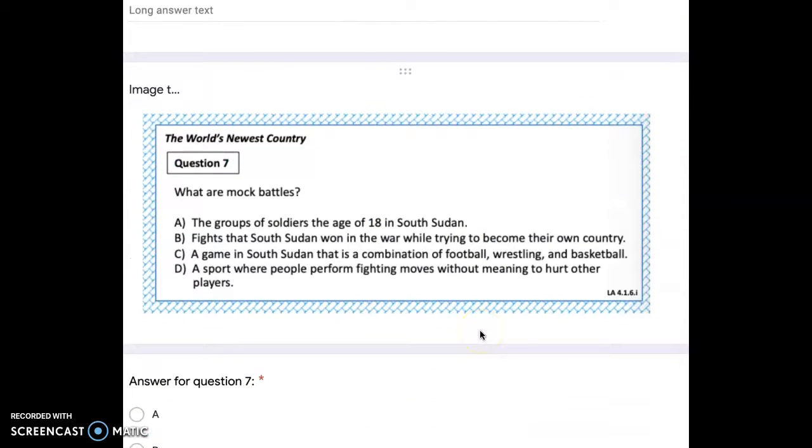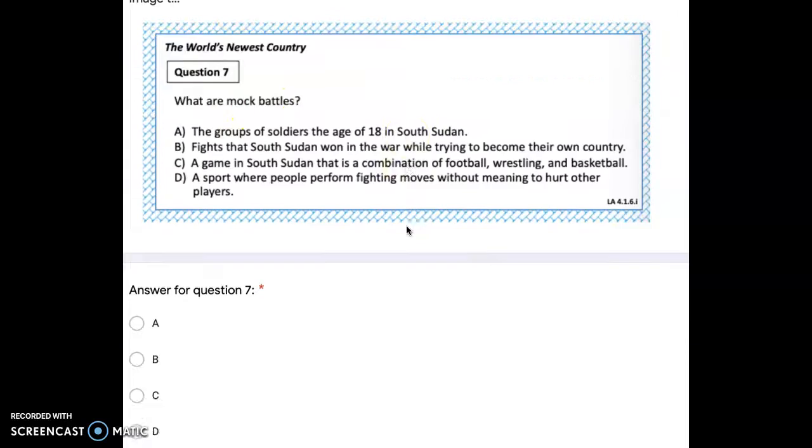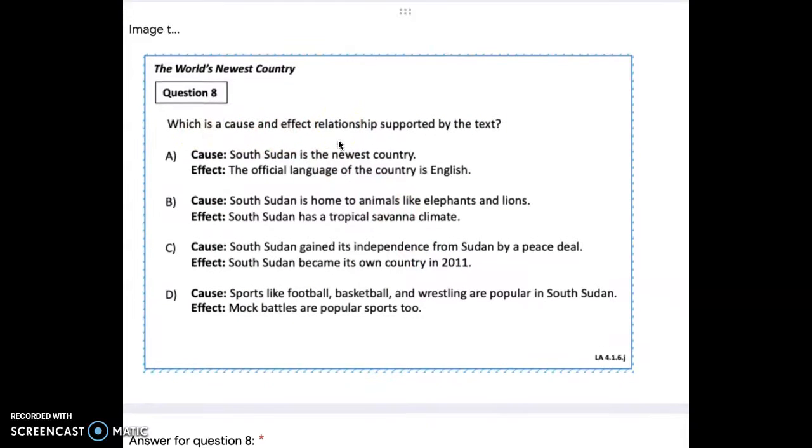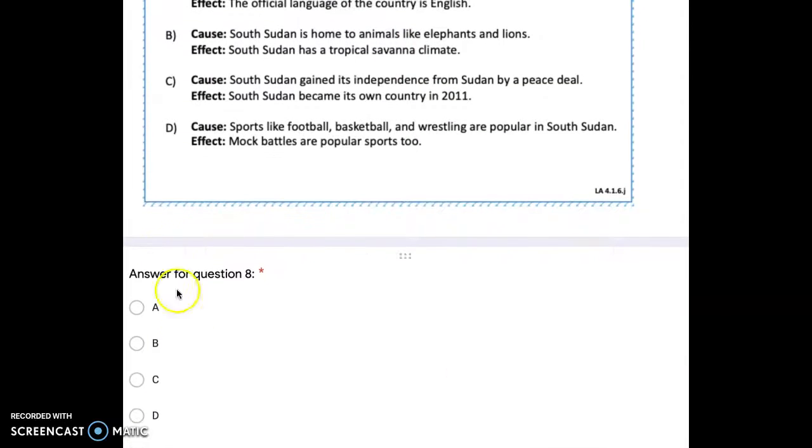We have question 7. What are mock battles? Go back to the text if you need help. And then question 8. What is the cause and effect relationship supported by the text? Read through each one. Which one is the cause and effect relationship supported by this text? And here's where you will put your answer. Take your time and do your best.